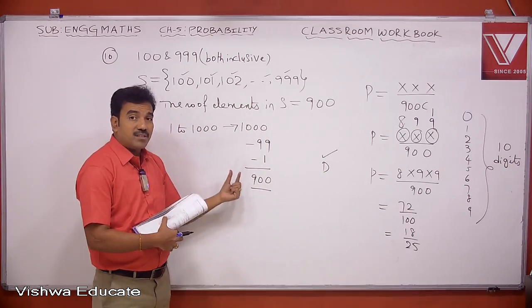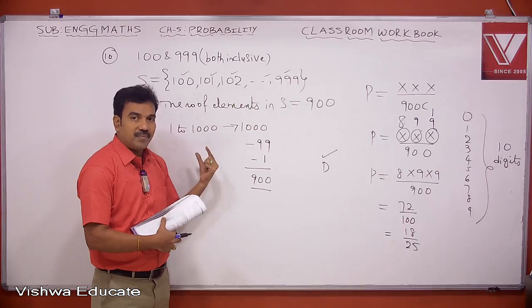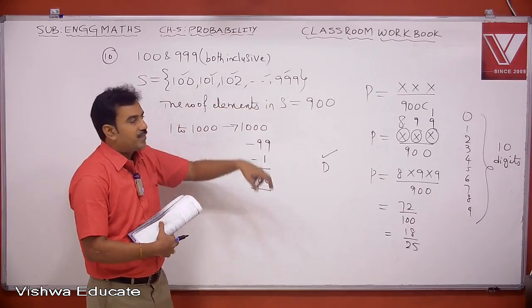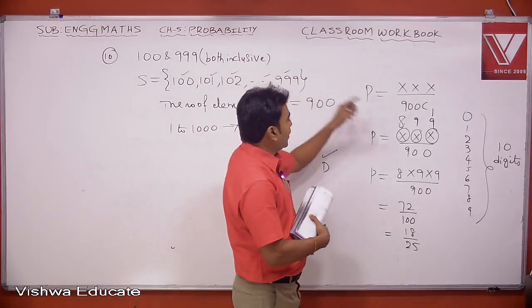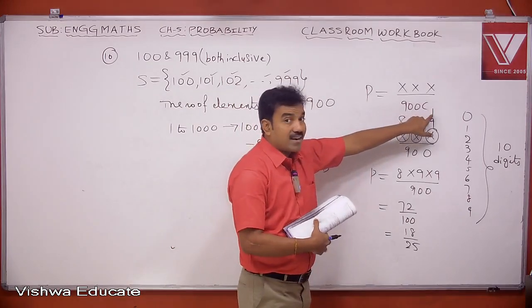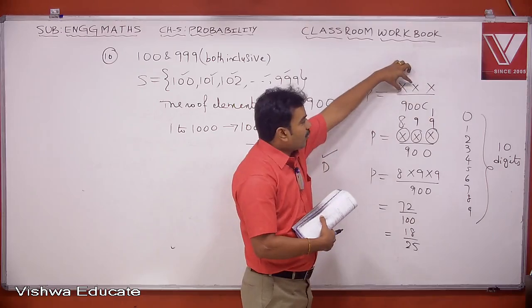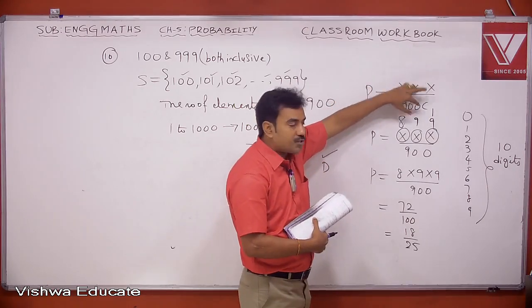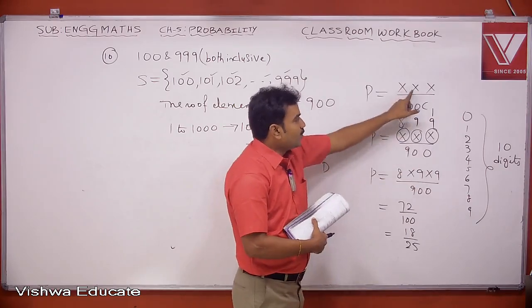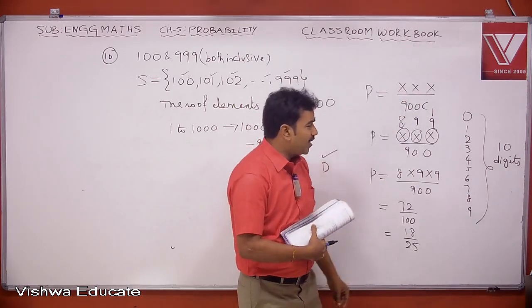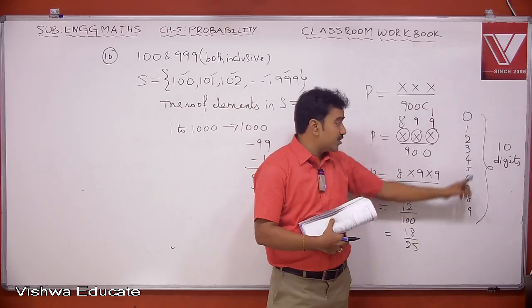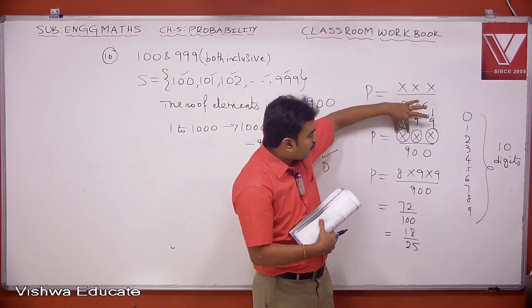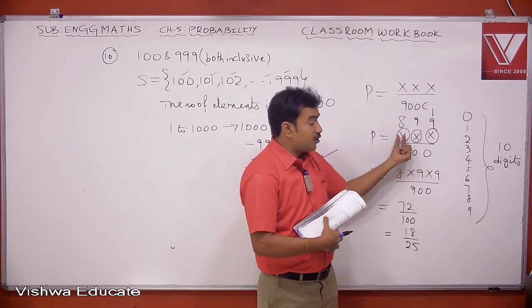So how many elements are there inside S? 900. All 900 numbers are 3-digit numbers. So you select one element from S. So the denominator will be 900C1. Probability is the number of times the event E occurs divided by the total number of points in the sample space. Actually, how many digits are there in the number system? 10 digits including 0. But a 3-digit number cannot start with 0. Of course, it should not contain 7.